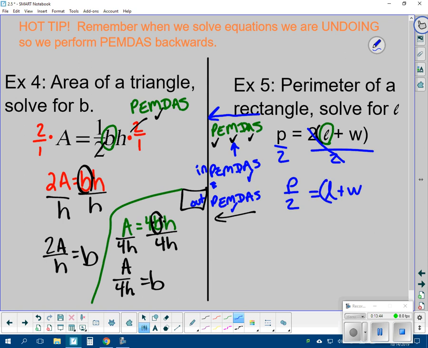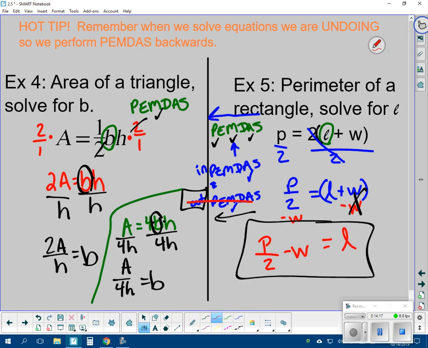Now, I've taken care of everything outside of the parentheses. So now I can work inside the parentheses. And the only thing inside the parentheses is addition. I'm trying to get L by itself, so in order to get rid of plus W, I'm going to subtract W. So now I have isolated L, and what is it equal to? P over 2 minus W.